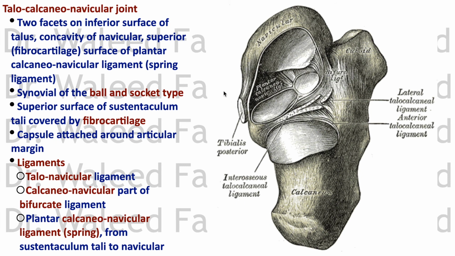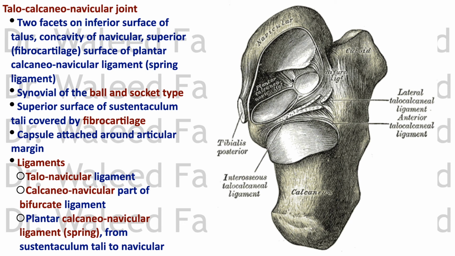It's deep to the extensor digitorum brevis muscle. Now the talocalcaneonavicular joint, this is the navicular bone. The talus is removed. This is the superior surface of the calcaneus, and this is the sustentaculum tali. Okay, the head of the talus articulates with the concavity of the navicular and the superior surface of the sustentaculum tali, which has the spring ligament attached to it and is covered by fibrocartilage. So it's a synovial joint of the ball and socket variety. Okay, don't be surprised. We have a ball and socket joint in the foot. It's the talocalcaneonavicular joint.